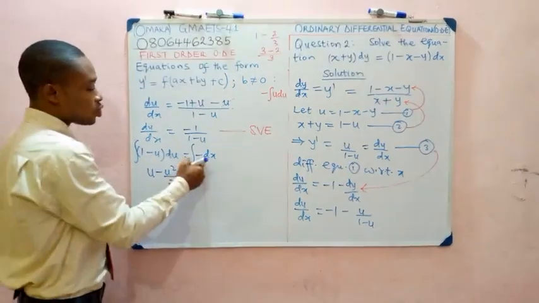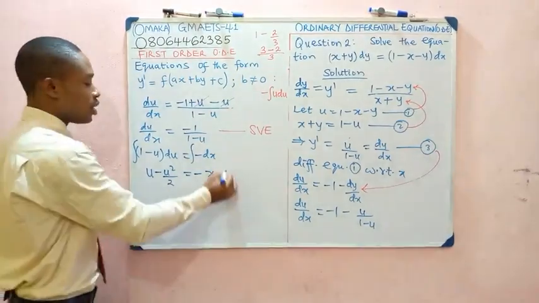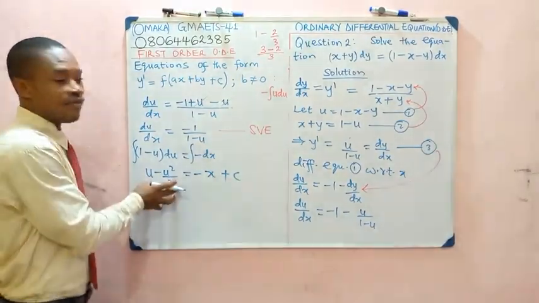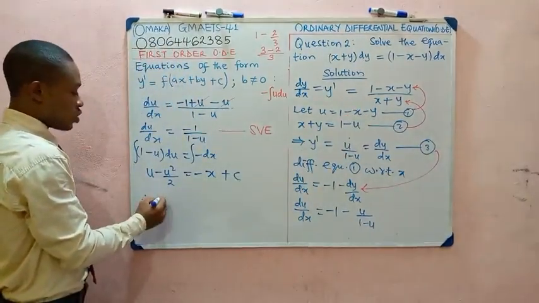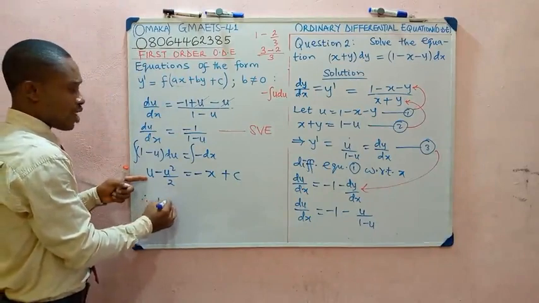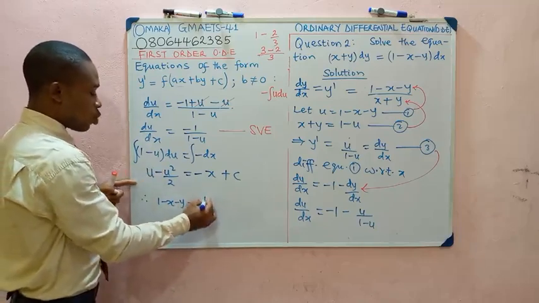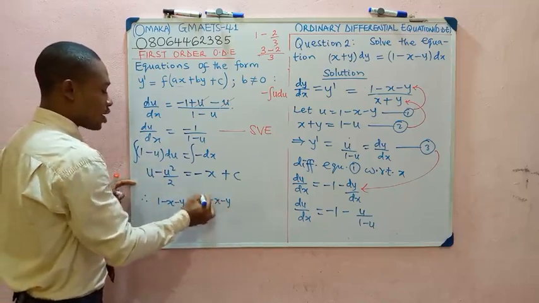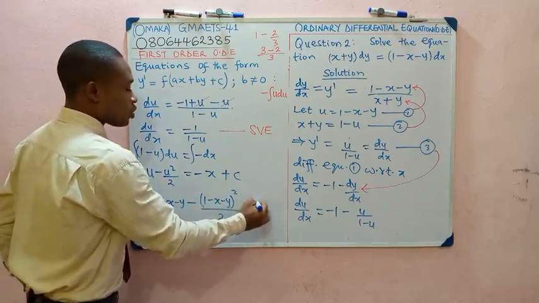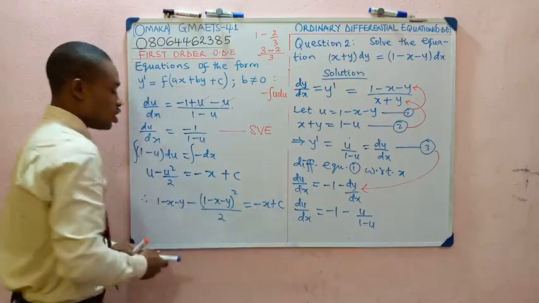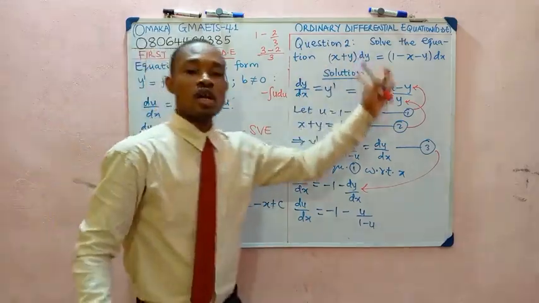And the right side will be equal to, bring out the negative sign, you have integral dx, which gives you what? X plus c. We can now replace the value of u with equation 1, what u means. Therefore, here we're going to have, for this u, 1 minus x minus y, then minus this u squared, still 1 minus x minus y, all squared, divided by what? 2. Everything equal to minus x plus c. So this is the first solution to this differential equation.